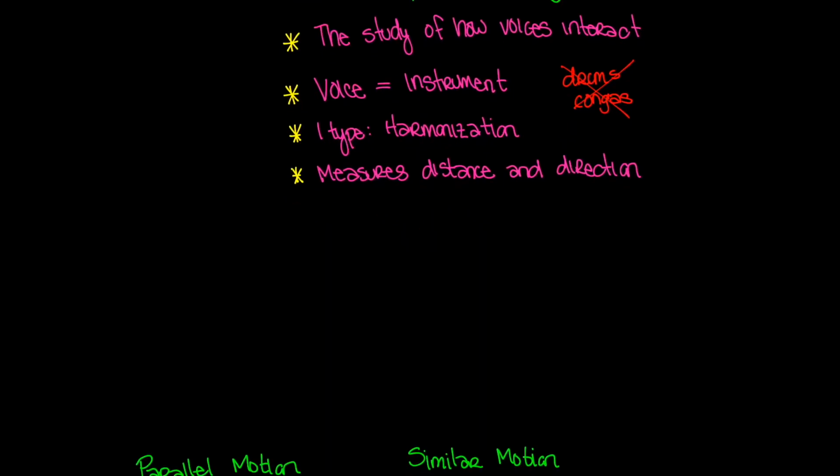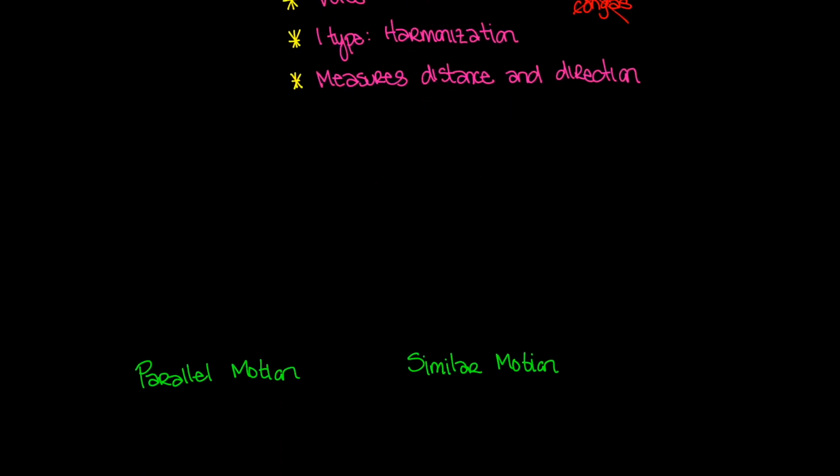We've already considered one type of voice leading, and that would be harmonization. All right, and we'll take a look at that later on. And the concept of voice leading is that it's going to measure distance and direction. So let's look at some examples. There are four basic types.